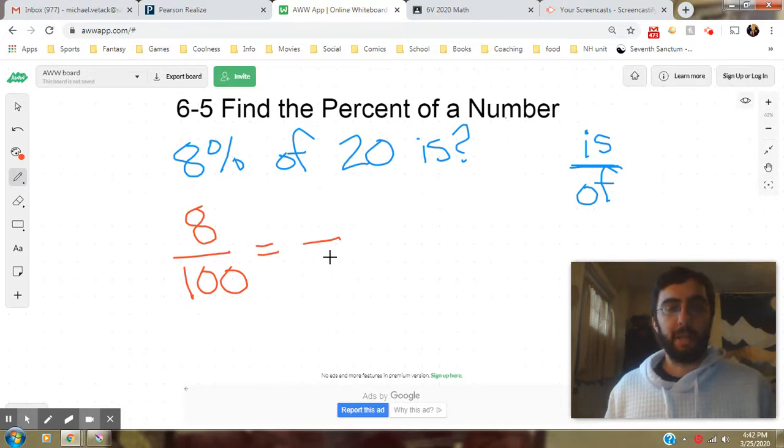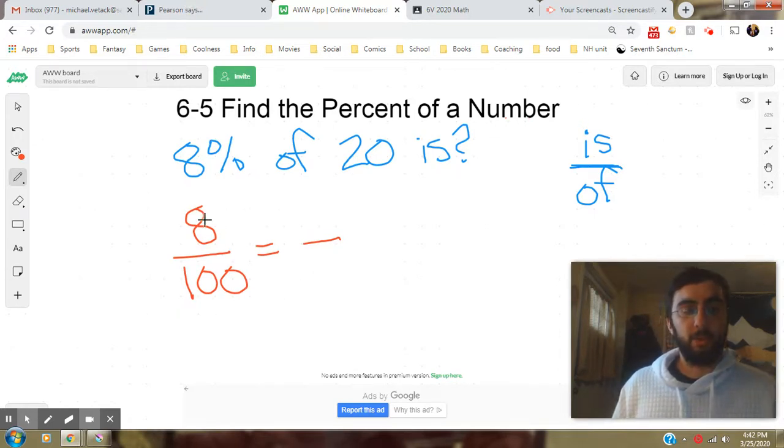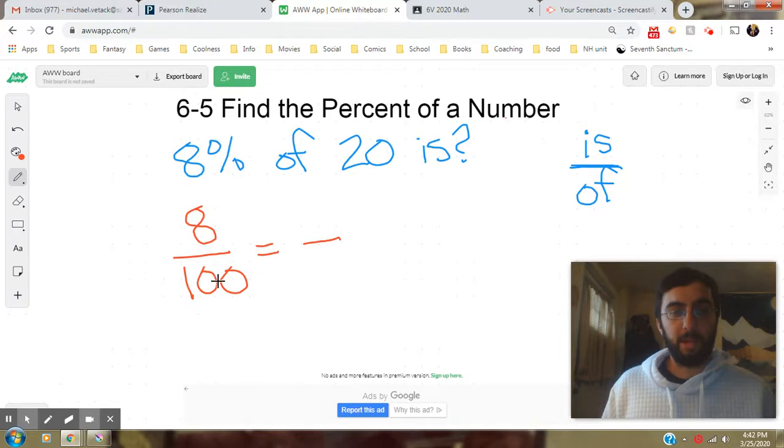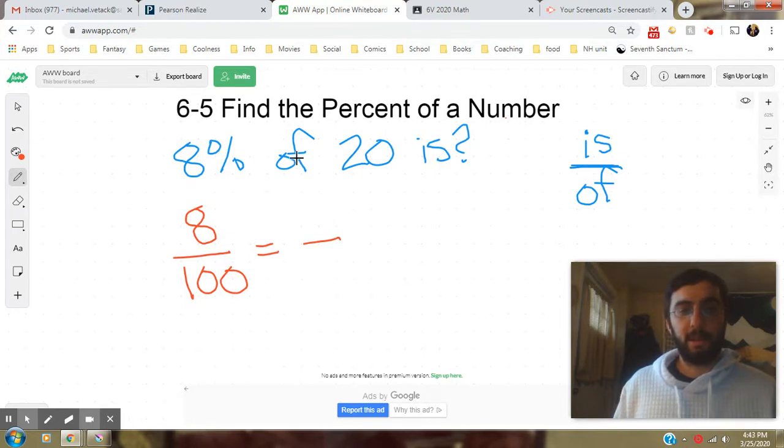We're just setting up an equivalent fraction here, doing equivalent fractions again. So 8% is 8/100ths. We need to find out what's 8% of 20. Is that going to be 10? Is 10 8% of 20? Is it 20 out of 20? Is it 2 out of 20? What is it? So 8% of 20.